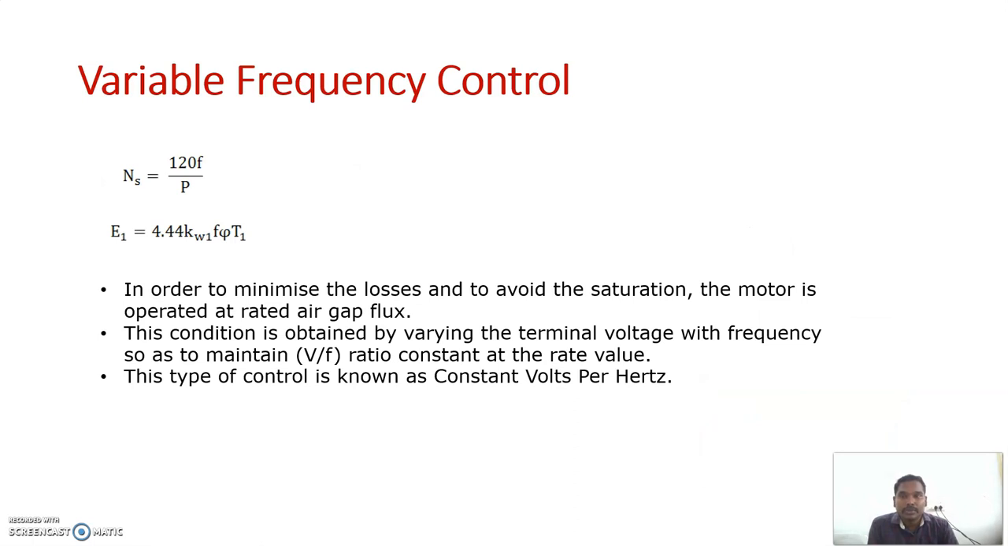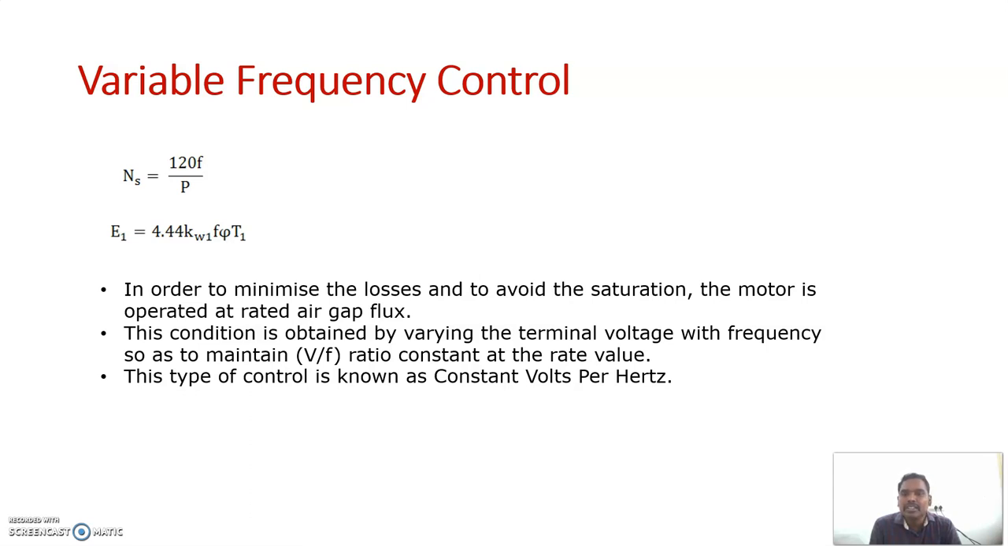Variable frequency control. The frequency is a very major parameter to control the speed of the machine. We already discussed Ns is nothing but 120 f by P, and we also know the basic voltage expression of the machine: E1 is 4.44 K_w1 f phi T1. Here f represents the frequency, phi represents the flux in the machine, and T1 represents the number of turns in the machine. If you vary your frequency, your speed changes directly.